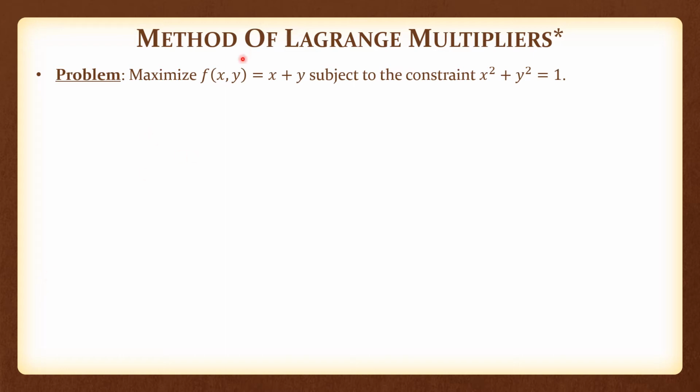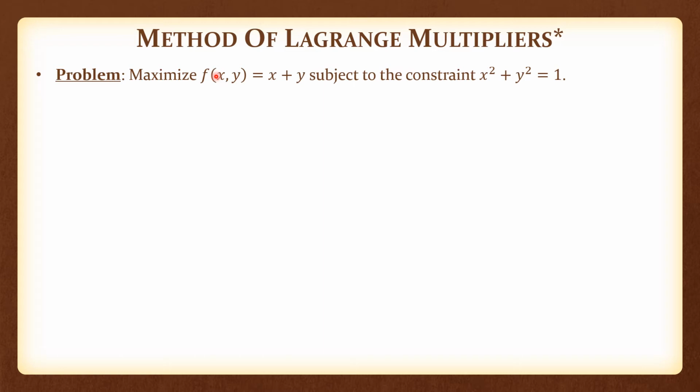Maximize f of x comma y equals x plus y, subject to the constraint x squared plus y squared equals 1. This, you can see, is a circle of radius 1, and this is a plane. Now again, you can solve this without Lagrange multipliers by substituting for one of the variables, say y. y is equal to plus or minus square root of 1 minus x squared. You can substitute this and then try and maximize the function.